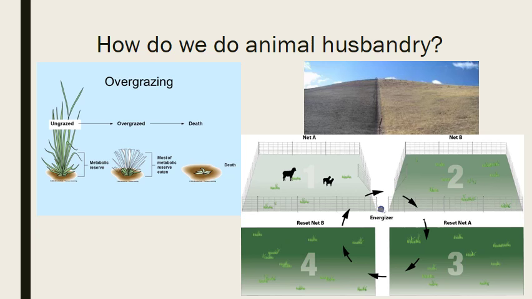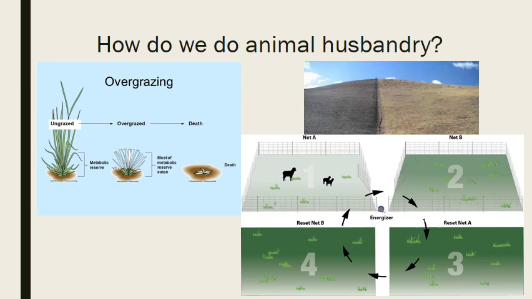Most pasture grasses have what's called basal growth, B-A-S-A-L, meaning they grow from the bottom rather than from the tip of the grass. So in order to maintain a healthy pasture, the bottom portion of the grass needs to remain intact so that it can grow back. When that metabolic reserve is depleted, you have what's called overgrazing.